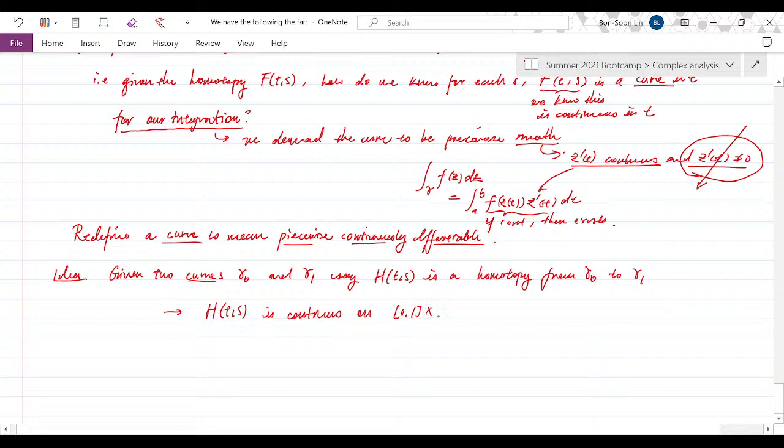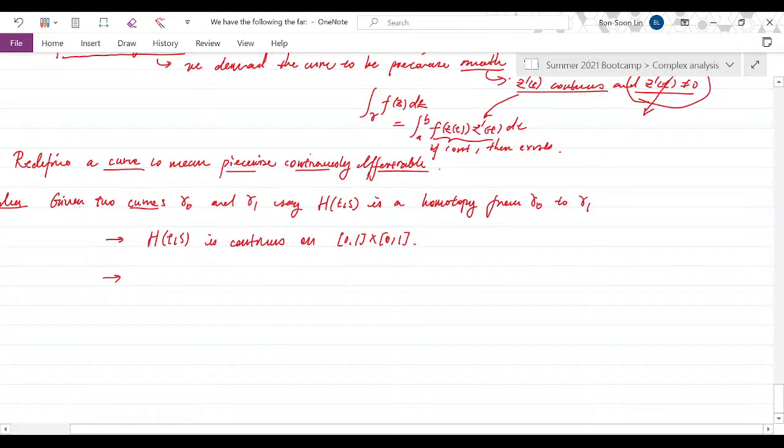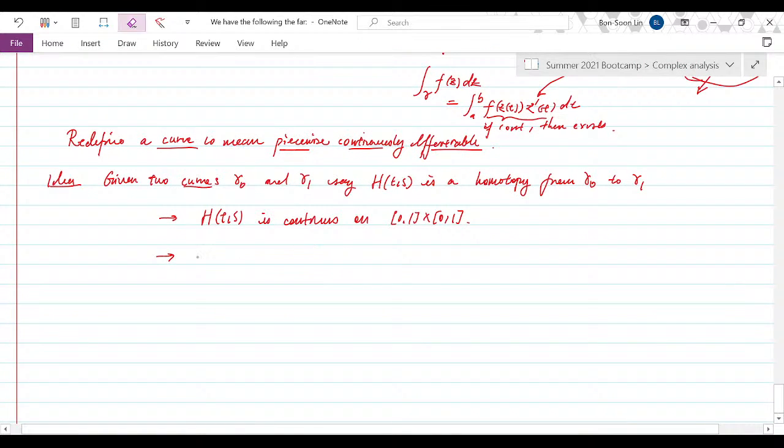On [0,1] cross [0,1], what I'm going to try is to estimate this with polynomials. By the Weierstrass theorem, we can use Bernstein polynomials to approximate the homotopy H(t,s) by polynomials B(t,s) uniformly. Okay, so that's the idea.